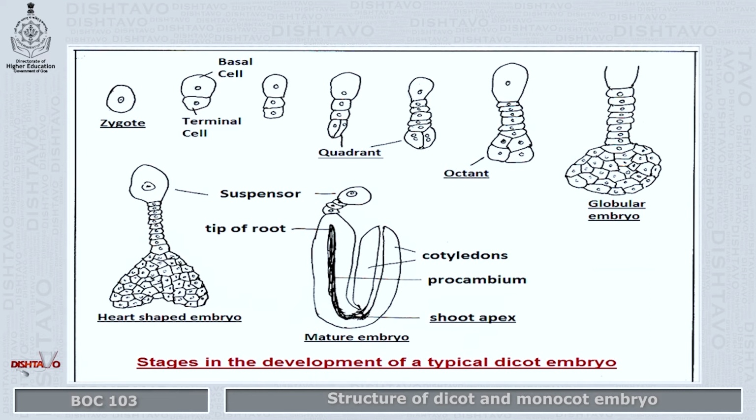The distalmost cells of the suspensor, which are contiguous with the globular embryo, develop into the hypophysis, and this hypophysis gives rise to the embryonic root and the root cap.